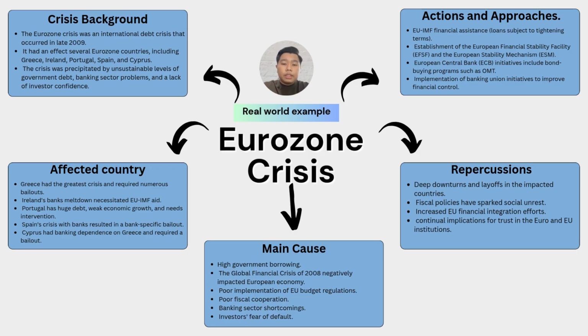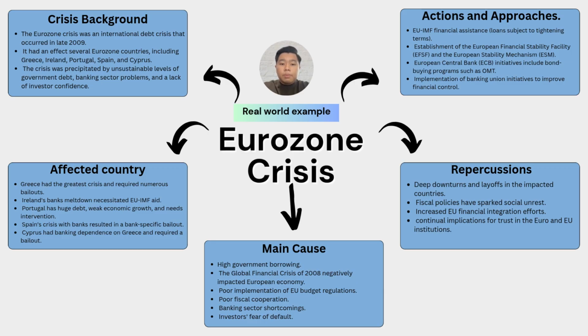Spain faced a different challenge. While its government debt was not extremely high at first, its banks were exposed to a massive housing bubble. Spain received financial assistance specifically for its banking sector. So, to prevent the total collapse of the Eurozone, the EU and IMF launched several rescue packages. The European Financial Stability Facility, or EFSF, was created in 2010, later replaced by the European Stability Mechanism.